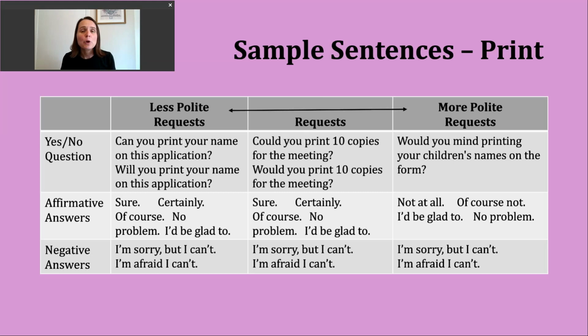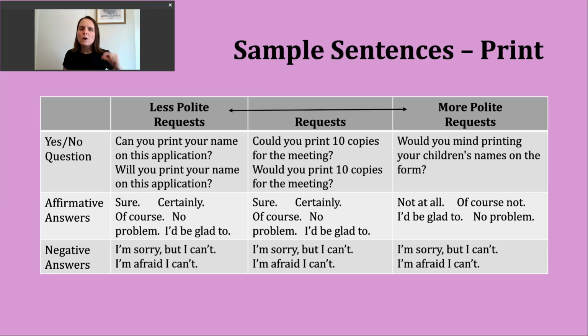Okay, here we're going to follow the same pattern and structure, but we're going to use the modals could and would. Okay, so we'll pick one of those, and then again we have our subject and then our base verb. An example of this: could you print 10 copies for the meeting? Would you print 10 copies for the meeting? Both of those have the exact same meaning.